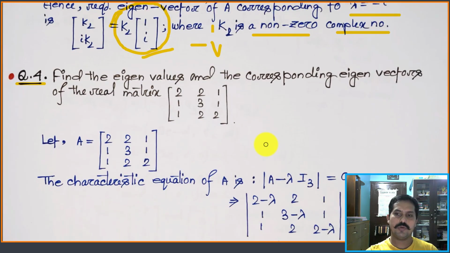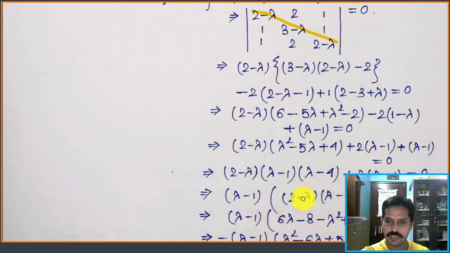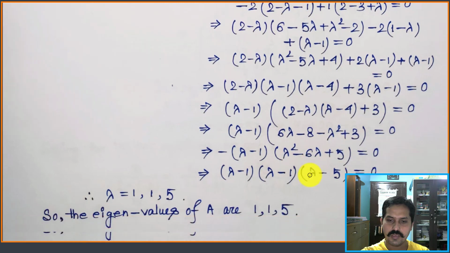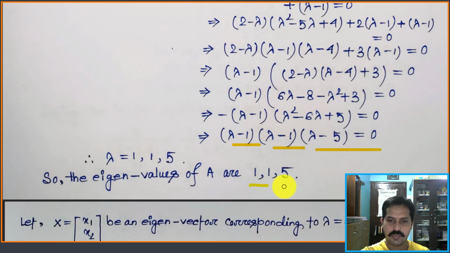Find the eigenvalues and the corresponding eigenvectors of the real matrix. The before one was a 2 by 2 order matrix. Now this is a 3 by 3 order matrix, but the process is the same. The characteristic equation of capital A is determinant of A minus lambda I3 equals 0. Then do the subtraction from the diagonal elements. After simplification, I know you can solve this. So the values of lambda are 1, 1, 5. So the eigenvalues of capital A are 1, 1, 5.